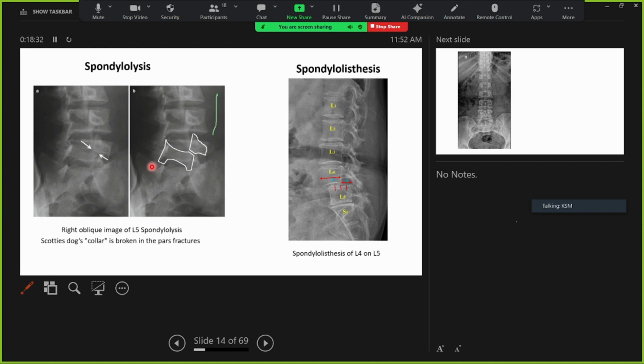So during this migration, it can cause narrowing of the spinal foramina. That can cause compression of the nerve roots, or sometimes narrowing of the spinal canal. That can cause nerve root compression or compression of the cauda equina. That can give rise to backache.